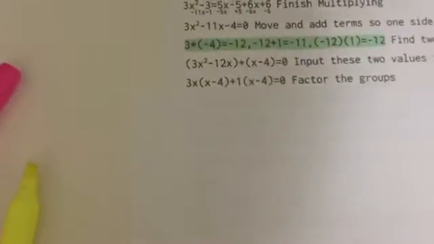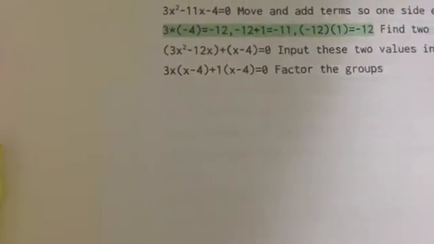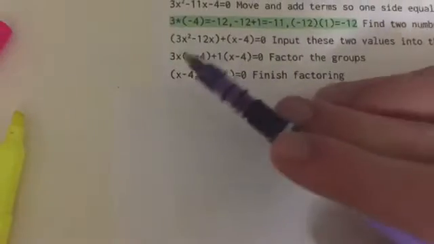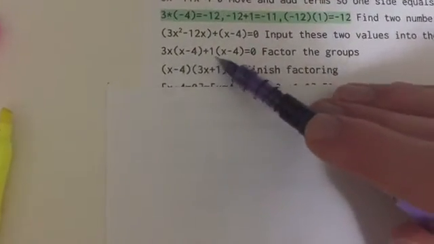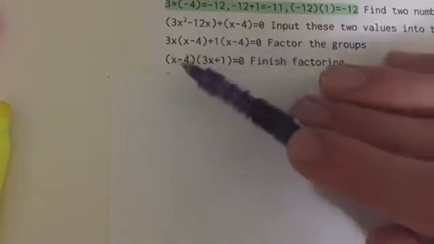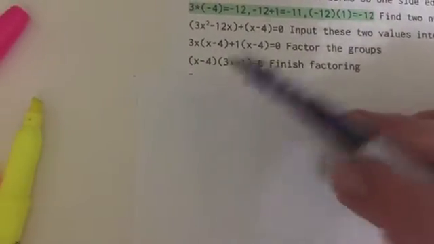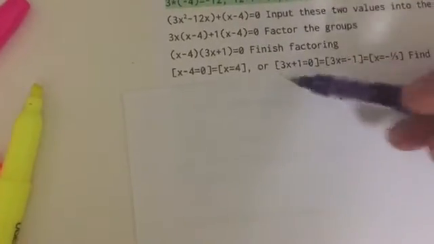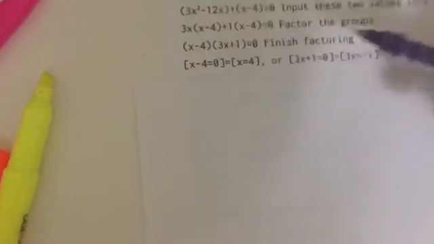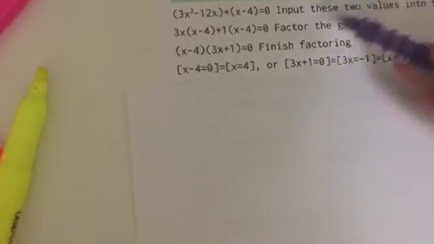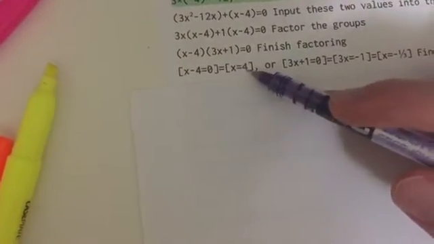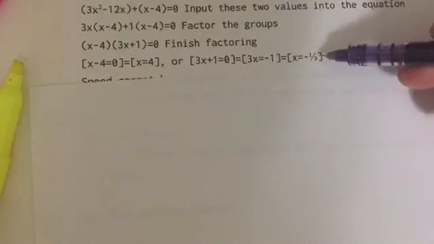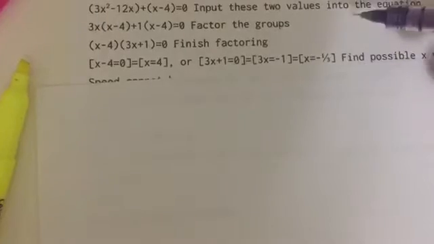And then we factor in two groups. So then we have that. And then finally, our last bit of factoring is just putting that and that into one bracket, and those two are the same, so there's one bracket of x minus 4. And then we know x minus 4 equals 0, or 3x plus 1 equals 0. So x minus 4 equals 0 turns into x equals 4. And 3x plus 1 equals 0 turns into x equals negative 1/3.